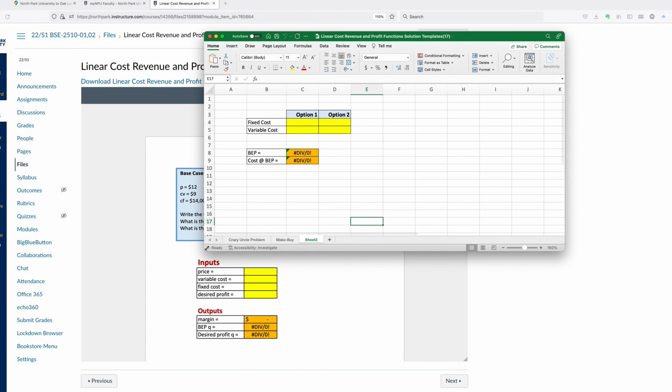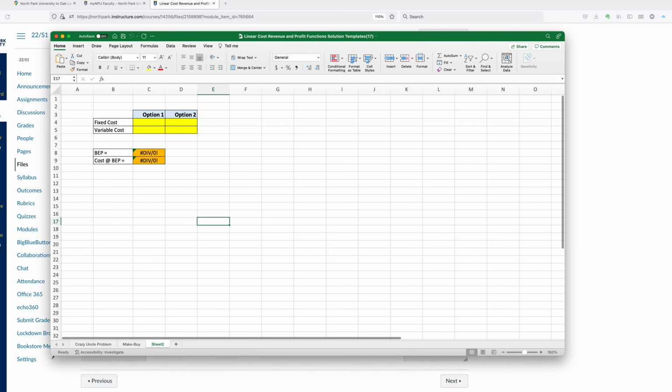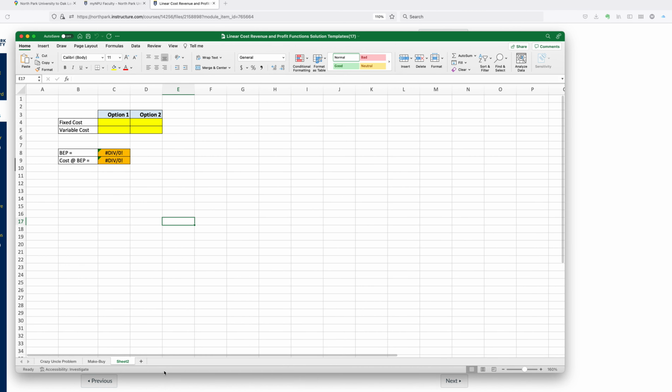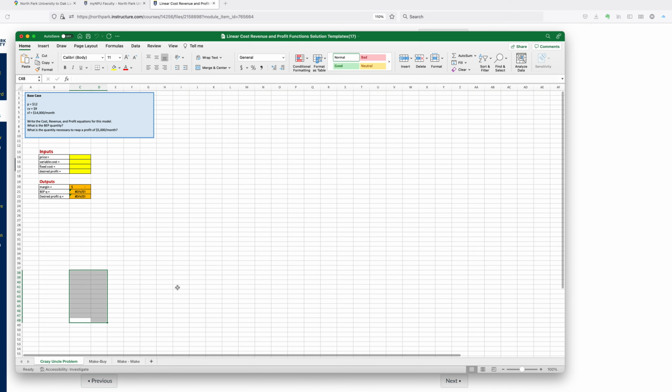If we make it bigger, we'll see there are 3 tabs here: Crazy Little Problem, Make, Buy, and Sheet 2, which is really Make. And how does this work? The Crazy Uncle problem is the base problem.